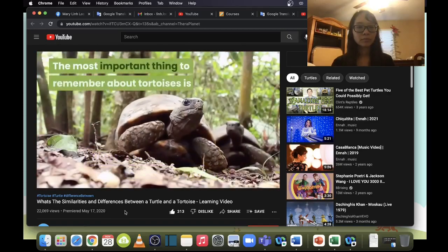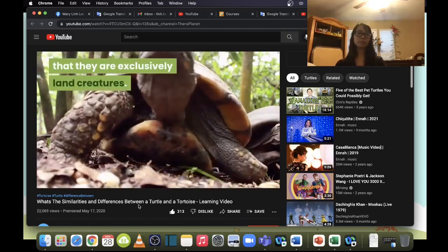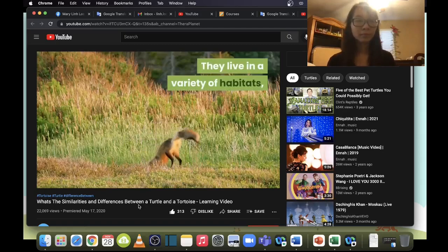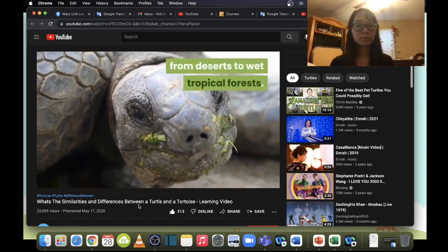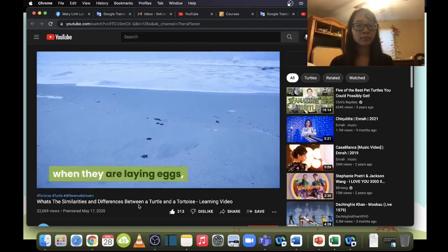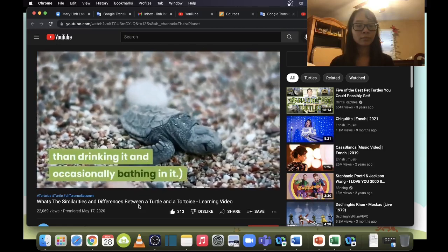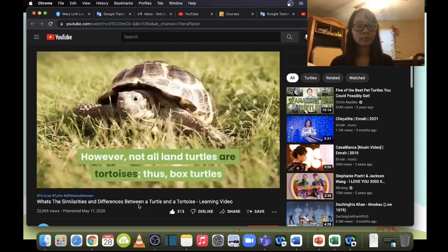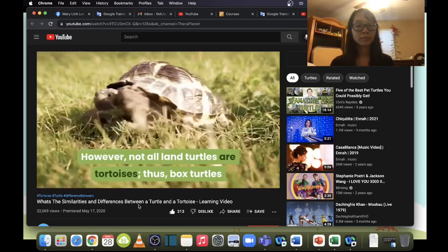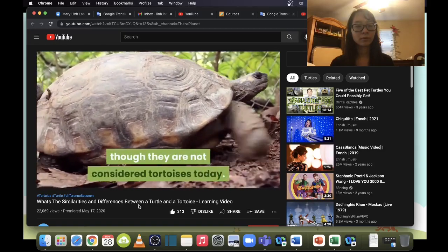The most important thing to remember about tortoises is that they are exclusively land creatures. They live in a variety of habitats, from deserts to wet tropical forests. Unlike most sea turtles, which take to land only when they are laying eggs, tortoises don't have much to do with water other than drinking it and occasionally bathing in it. However, not all land turtles are tortoises. Box turtles and wood turtles have been called tortoises, though they are not considered tortoises today.